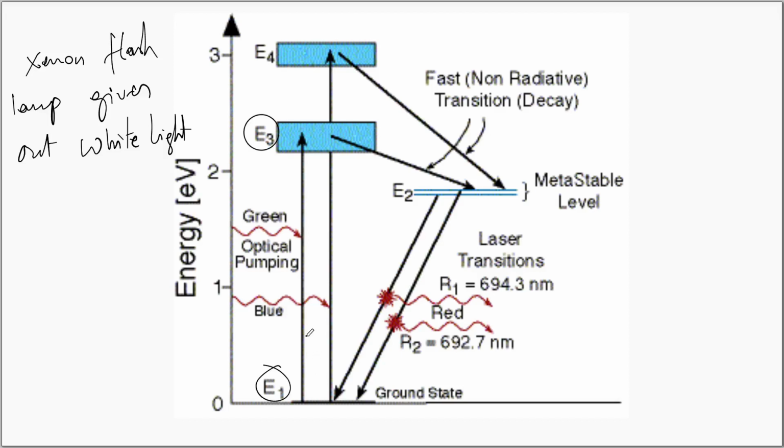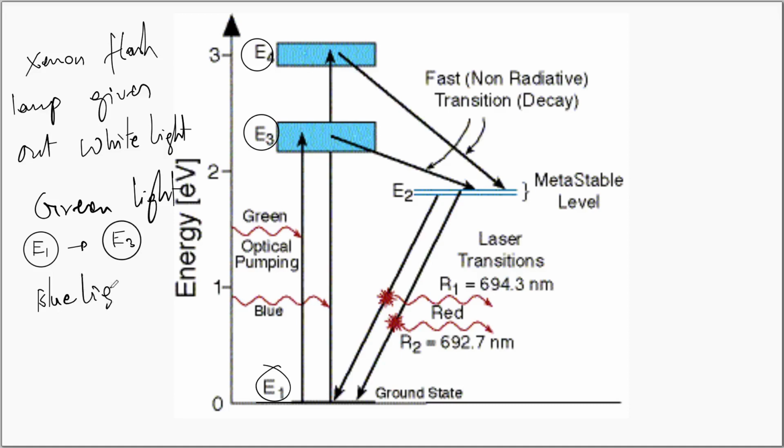When the chromium ions absorb the green color light, the ions will be excited from E1 state to E3 band. E3 is a band of energy levels. Similarly, when the chromium ions absorb the blue color light, a transition from E1 to E4 takes place. So the green light absorption excites the chromium ions from E1 state to E3 state, and blue light excites the chromium ions from E1 energy level to E4 energy level.